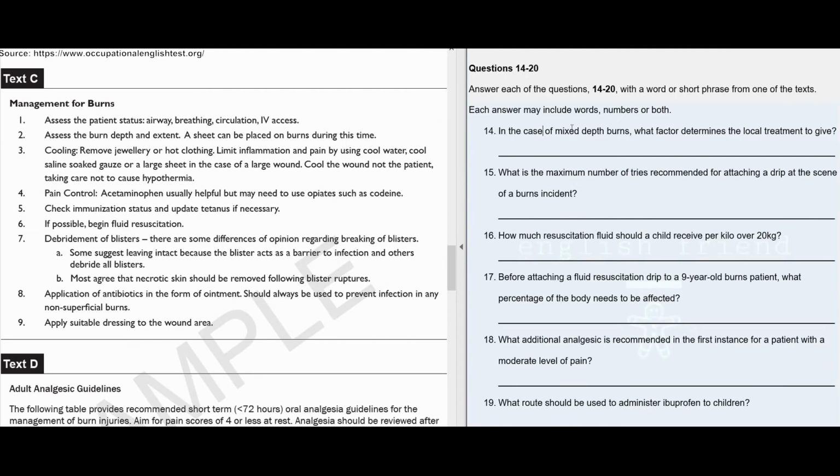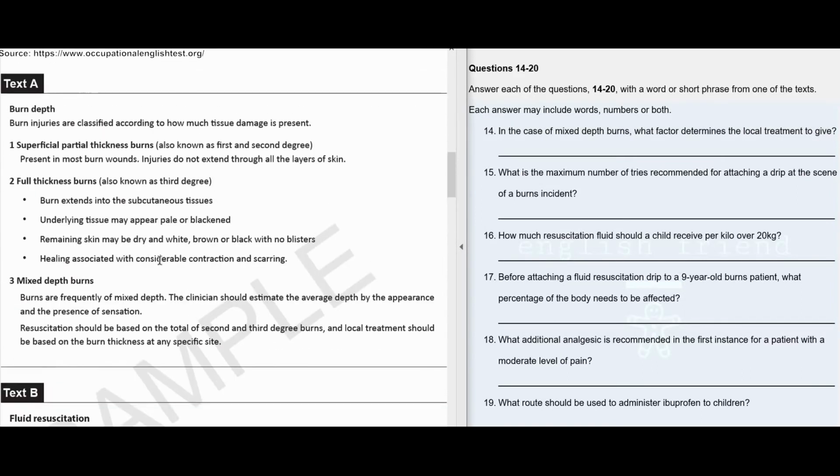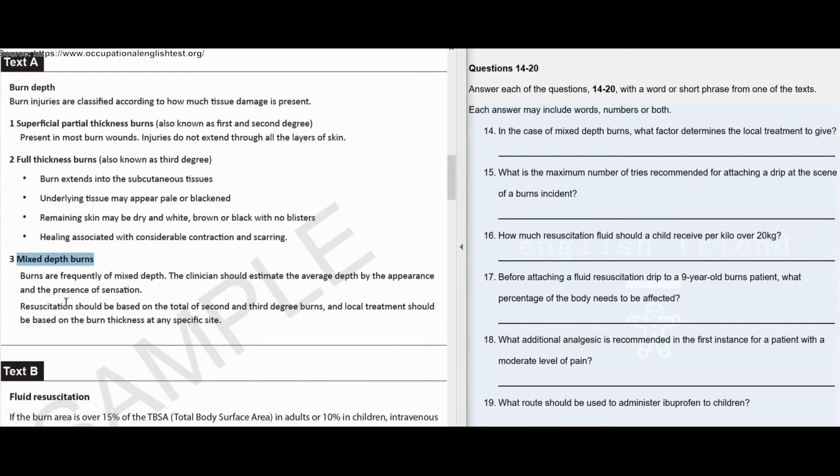Now question number 14. In the case of mixed depth burns, what factor determines the local treatment to give? Answer for this question can be found in text A, again under the subheading mixed depth burns in the second para. Resuscitation should be based on the total of second and third degree burns, and local treatment should be based on the burn thickness at any specific site. So answer for question number 14, it's thickness.